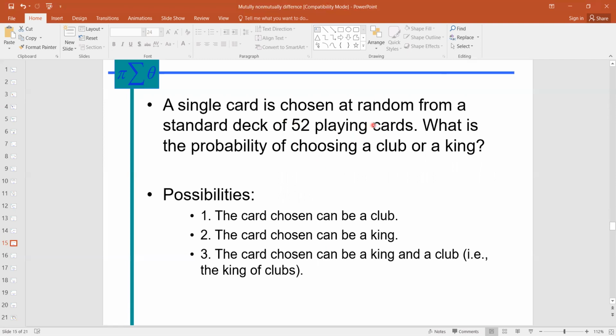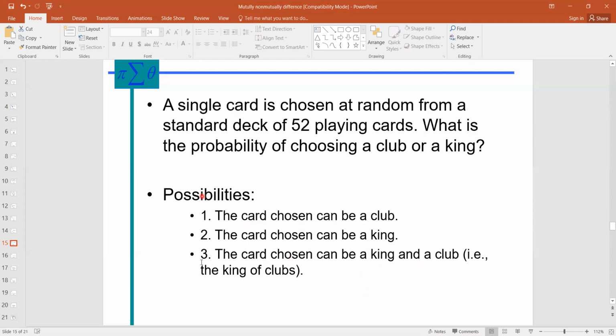Now let us take another example. A single card is chosen at random from a standard deck of 52 playing cards. What is the probability of choosing a club or a king? Now you can see here we want to choose a club card and also a king. So the possibilities can be: the card chosen is a club, the card chosen is a king, the card chosen can be a king and a club. Because in each suit we have a king, and the club suit also has a king card.